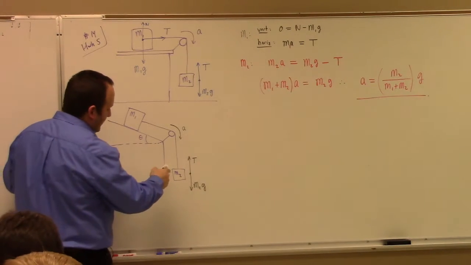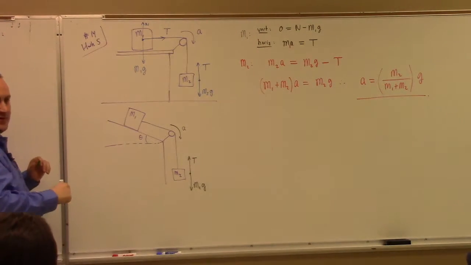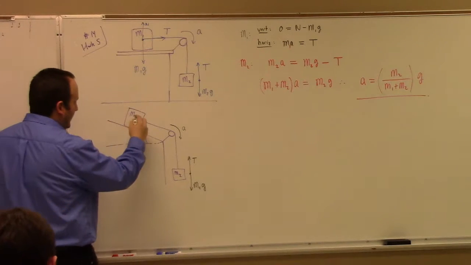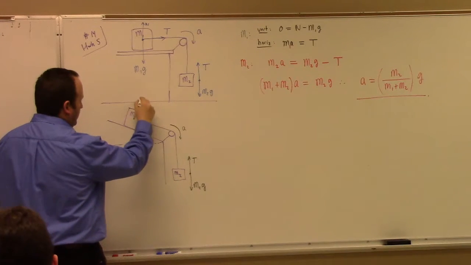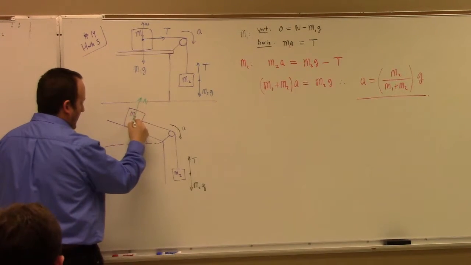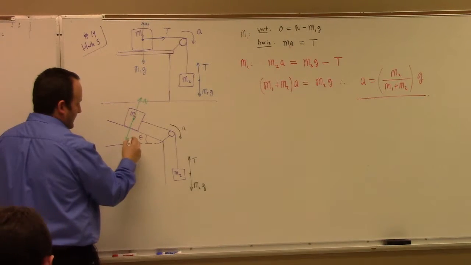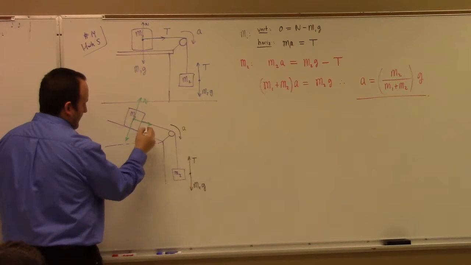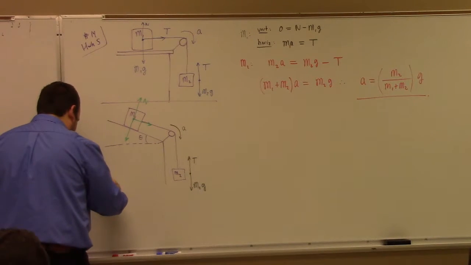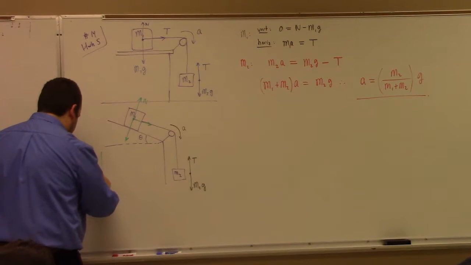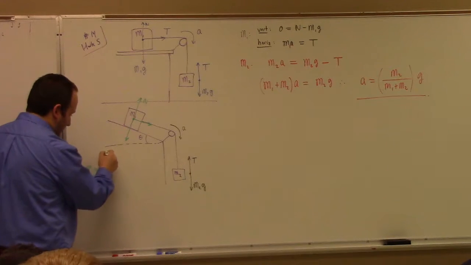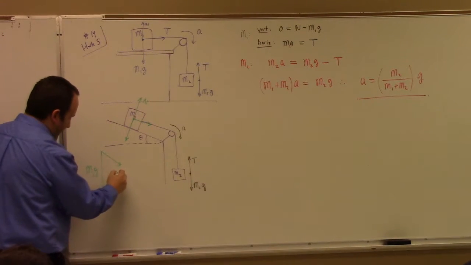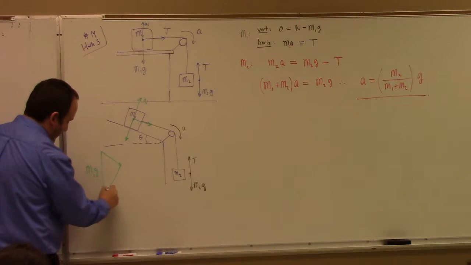Now, this, on the other hand, is more fun. See, because now I have to think about the normal force is like this, right? Part of gravity goes like this. Another part of gravity goes like that, right? So gravity, m1g to be more specific, has two pieces. It's got this piece that's parallel to the plane, and it's got this piece which is perpendicular to the plane.